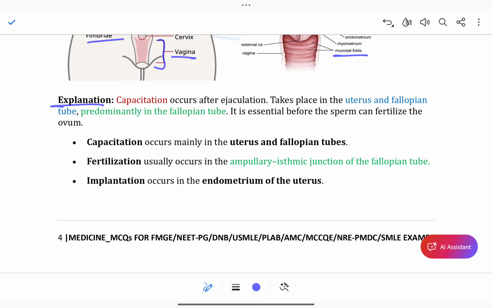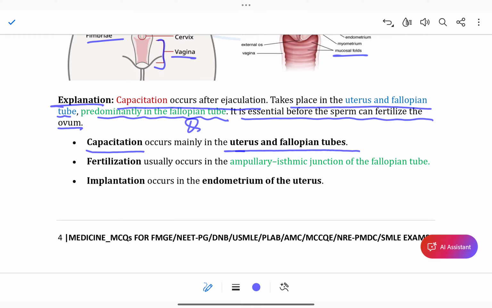Explanation. Capacitation occurs after ejaculation, in the uterus and fallopian tube, predominantly in the fallopian tube. It is essential before the sperm can fertilize the ovum. Fertilization usually occurs in the ampullary-isthmic junction of the fallopian tube. Implantation occurs in the endometrium of the uterus.